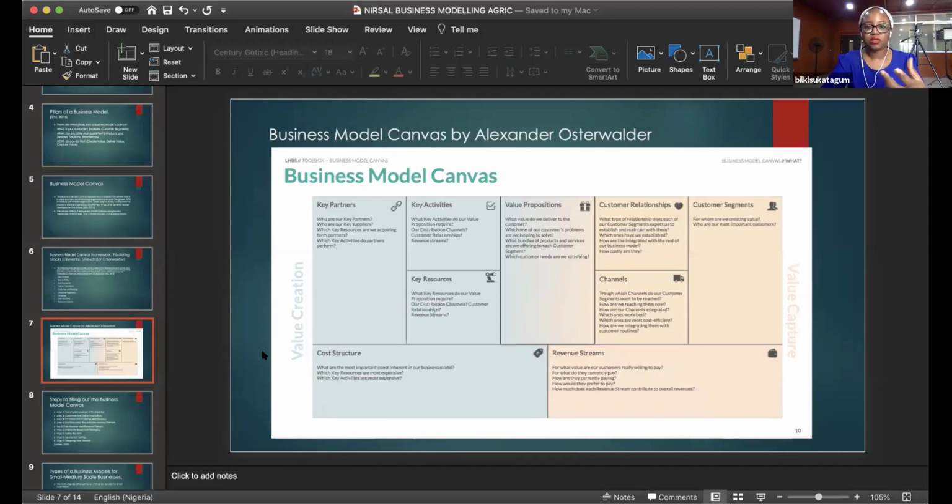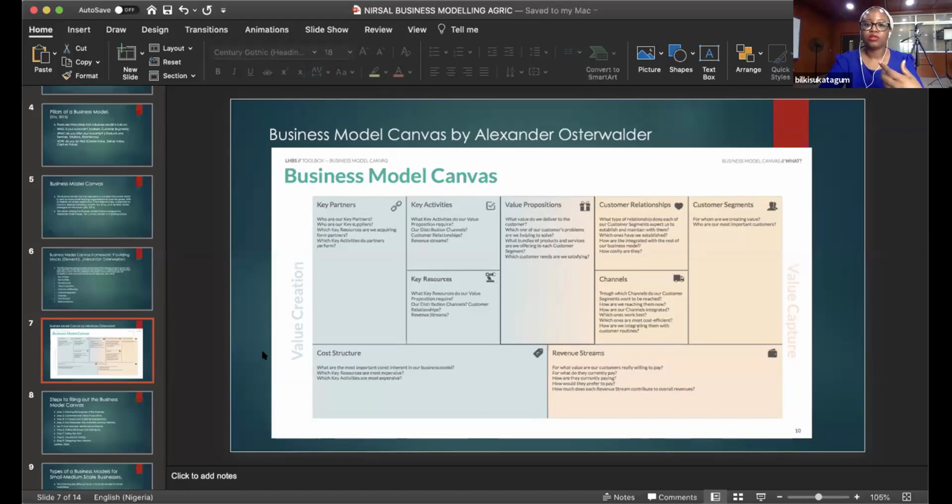Now, the second one is key activities. You need to state what key activities your value propositions require. Value proposition is what value you are adding, what kind of value you want to sell to your customers in terms of your product or service. So to be able to achieve that, what activities do you need to carry out?